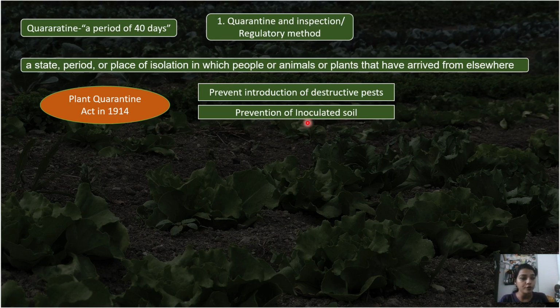Now what is inoculated soil? A soil that is infected with fungus or bacteria or any kind of diseases is called inoculated soil. Sometimes when a plant comes from outside, the soil ball also comes along with it. The soil ball might also be inoculated, might also be infected, which if not taken care of will lead to spreading of the diseases in that region.